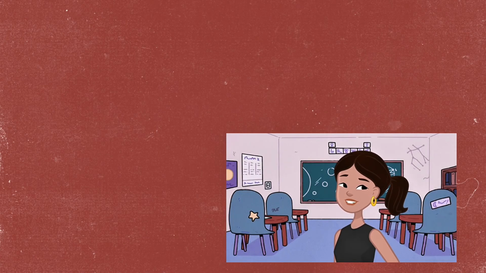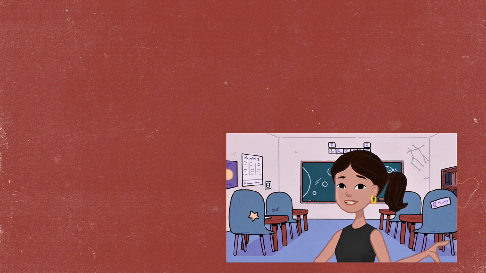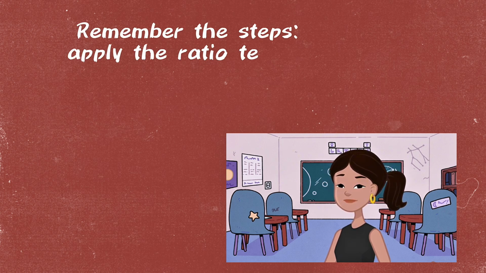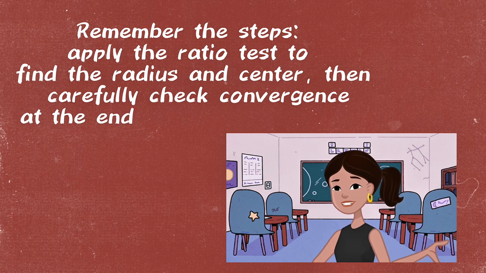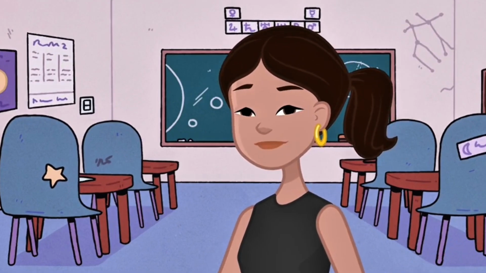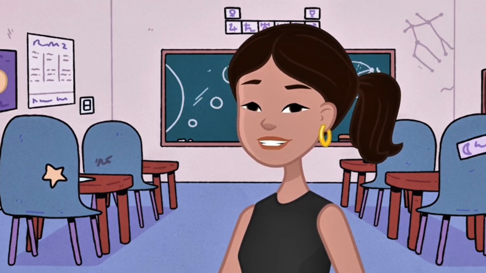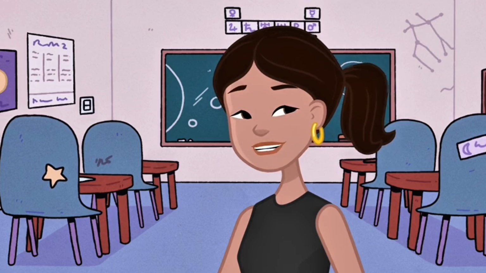So, to recap, we've learned how to find the radius, center, and interval of convergence of a power series using the ratio test. Remember the steps: apply the ratio test to find the radius and center, then carefully check convergence at the endpoints of the interval. Practice makes perfect. Try some problems on your own. The more you practice, the more comfortable you'll become with this important concept.